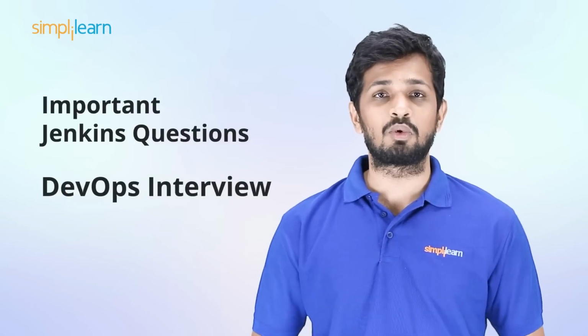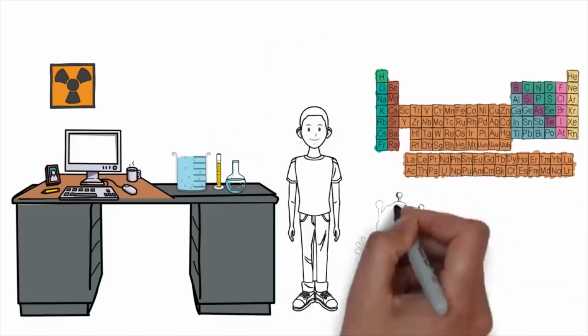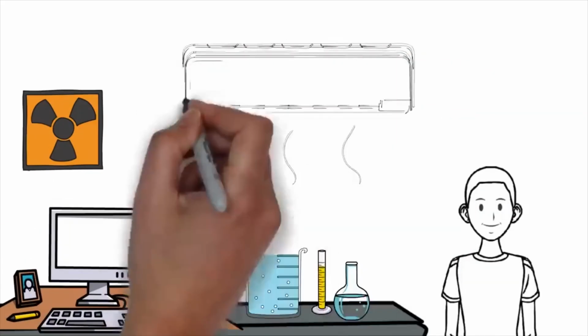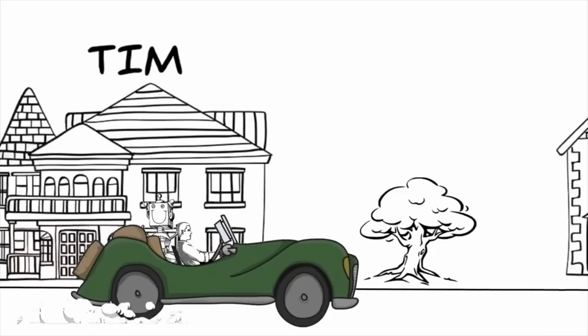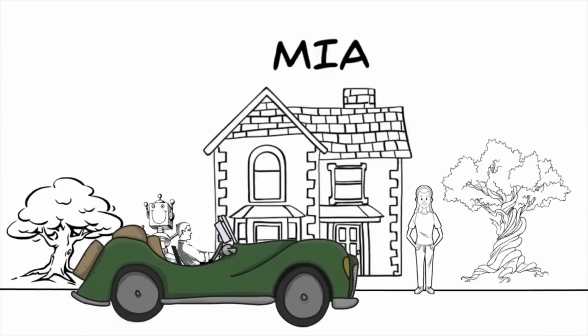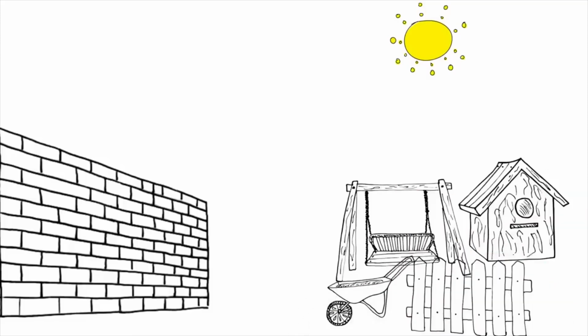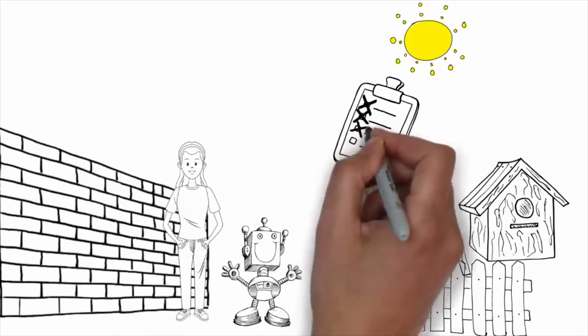Let's first look at a small animated video to understand what is DevOps. Meet Tim. Tim builds a robot in his lab, a climate-controlled and pollution-free environment. Once he's done, he drops the robot off at his project partner, Mia's house. Mia takes it out to her backyard to ensure that the robot meets the requirements. But here is where the problem arises.